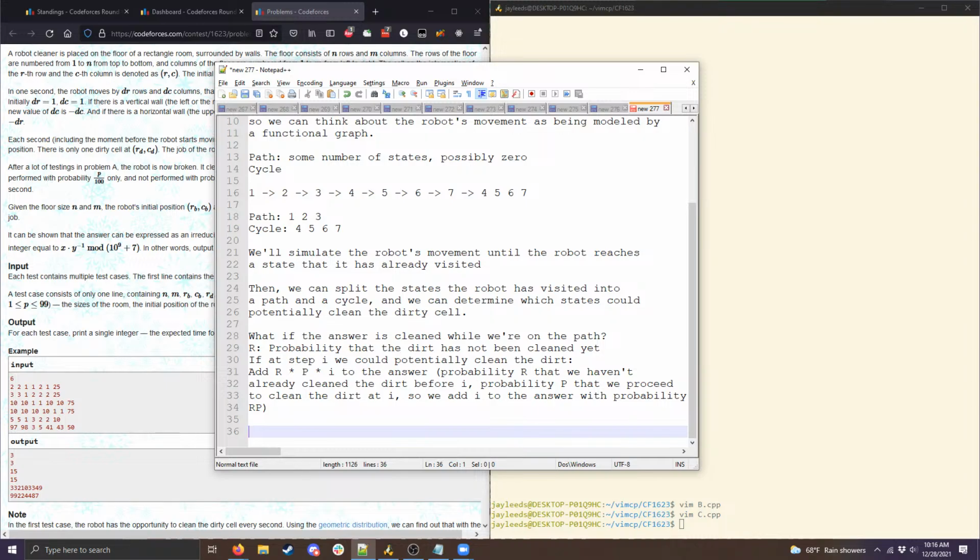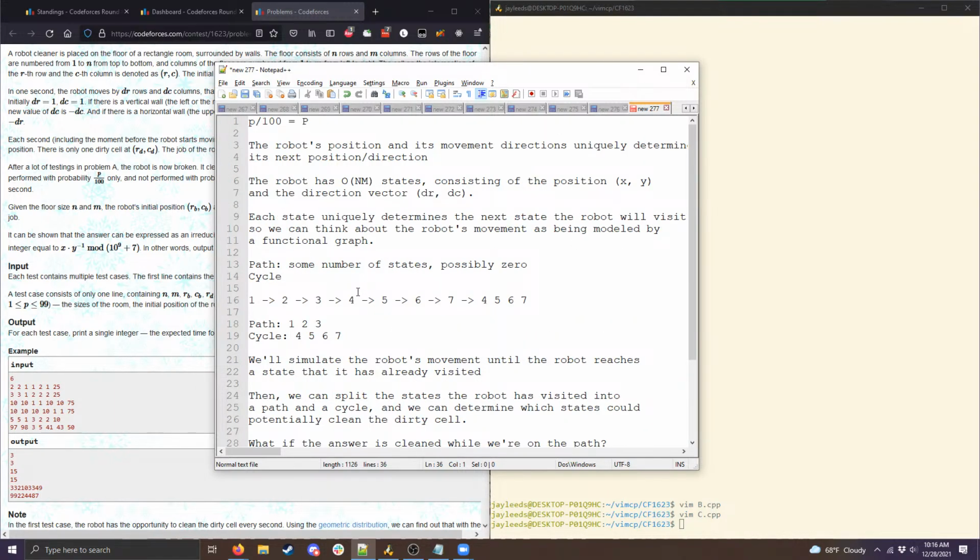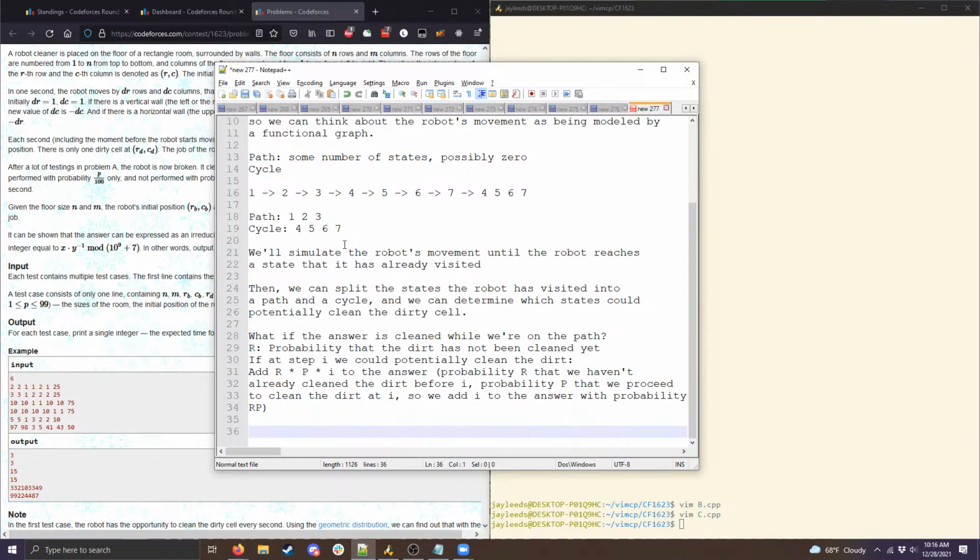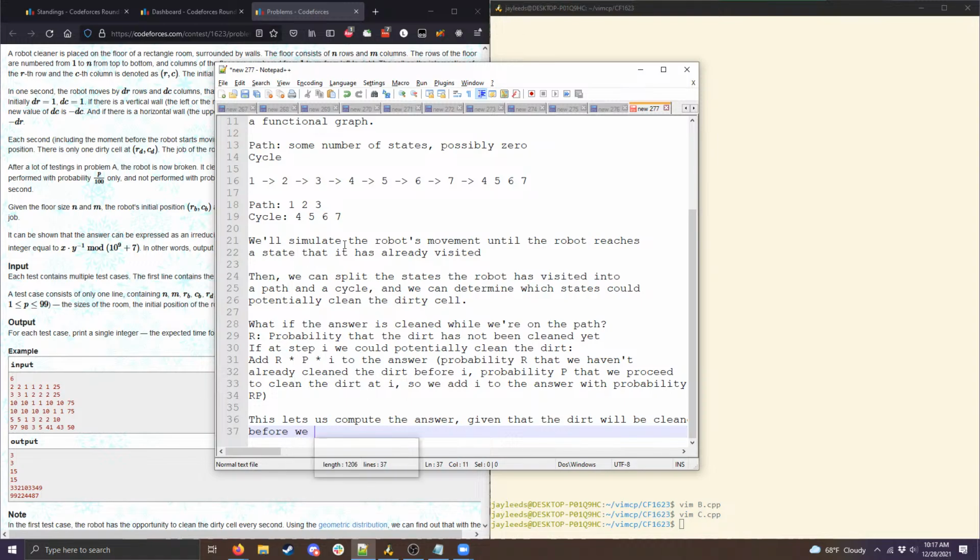And someone's asking, can the cycle length be n times m over 2? Yeah, it might be. I need to think about how large it can be, because the robot might visit all NM positions. So I'm not sure we can bound the length of the cycle beyond 4 NM. I guess we probably can, but I don't know what the tightest bound is. But we can say that the length of the cycle is going to be at most O of NM. Okay, and so this lets us compute the answer given that the dirt will be cleaned before we reach the cycle.